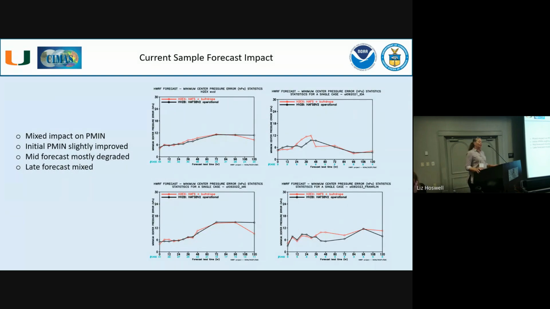So in terms of minimal central pressure, we kind of have a mixed bag. Initially, the central pressure tends to be a little bit better, but then afterwards in the forecast, the results are mixed. So this just points to the need to really complete more cases to get a more robust sample.